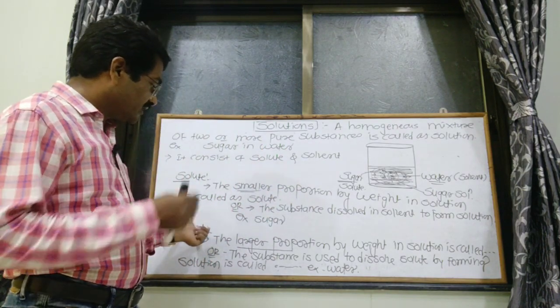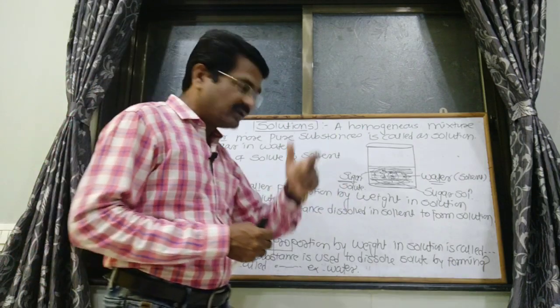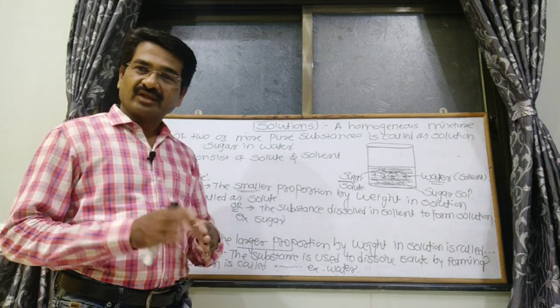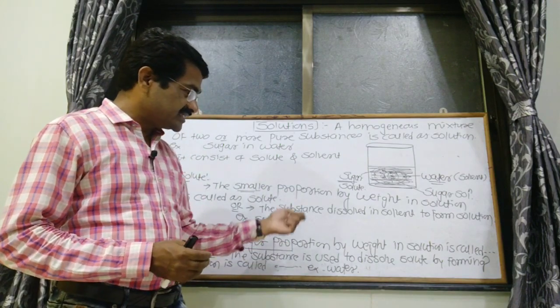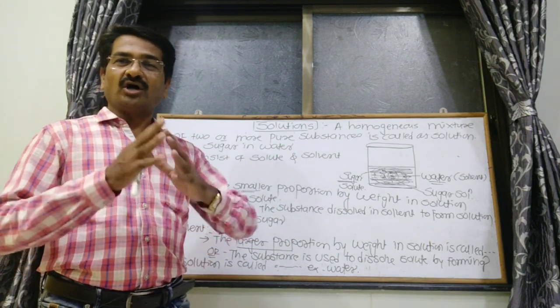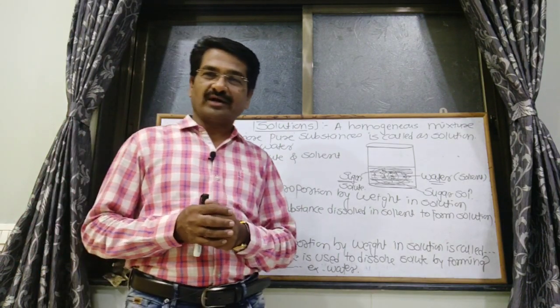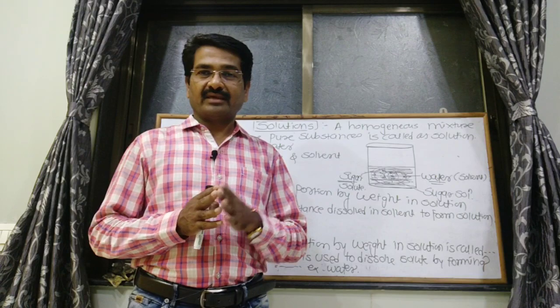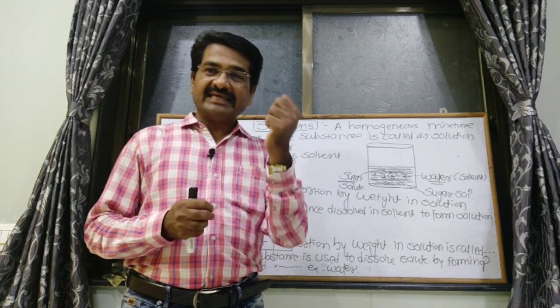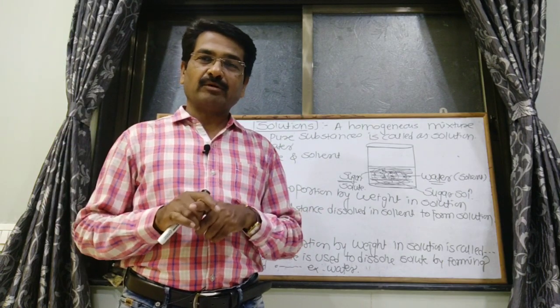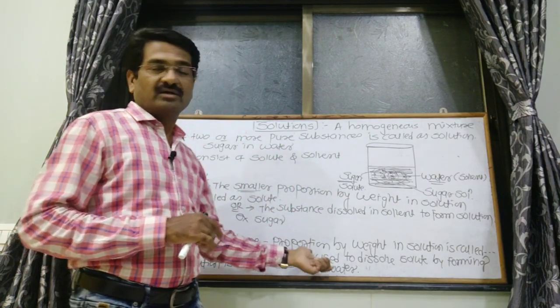But what about the solvent? The larger proportion by weight in a solution is called the solvent. Otherwise, the substance used to dissolve the solute by forming the solution is called the solvent. For the solvent, we take the example of the universal solvent. The name of that universal solvent is water.